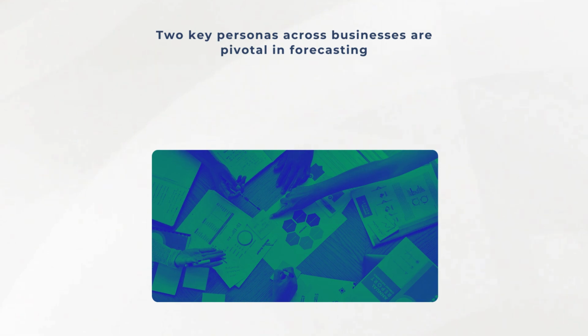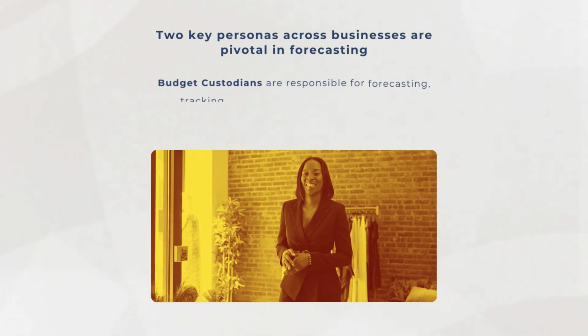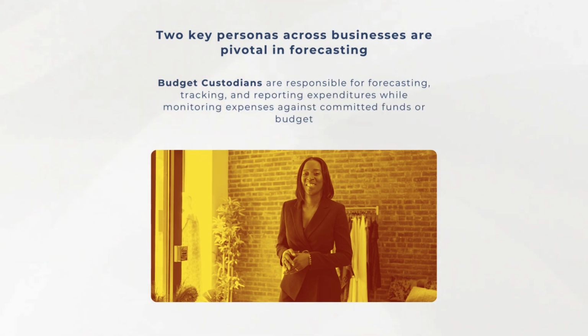There are two key roles involved in forecasting, and exact titles are going to vary across businesses, so we're going to personify them for this video. We'll call them budget custodians and financial stewards. Budget custodians own the data inputs for forecasting because they're responsible for tracking and reporting expenditures within their business unit, project, or portfolio, along with monitoring expenses against committed funding or budget.